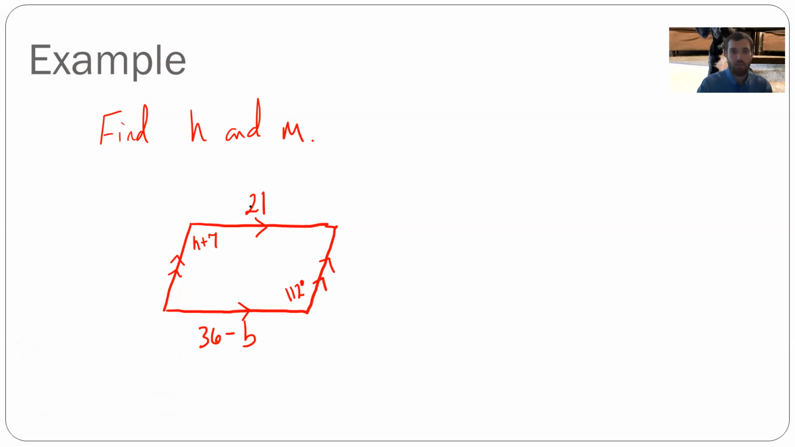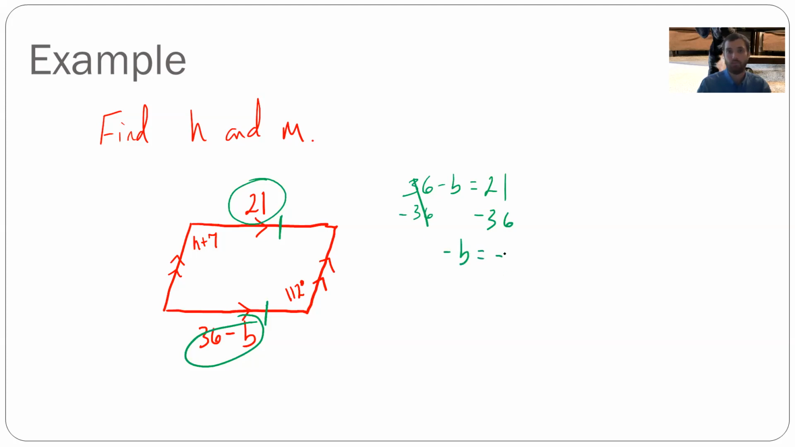Okay. Opposite sides are congruent. So when I look at 21 and 36 minus B, all you simply have to do is set them equal to each other. 36 minus B is equal to 21. Solving for this, I'm going to move the 36 over. So let's subtract it. That'll cancel it out. I'll get minus b is equal to negative 15. Okay. Now I want positive b, so just divide by -1, divide by -1, b equals positive 15.